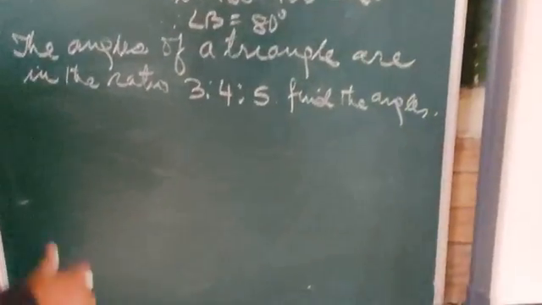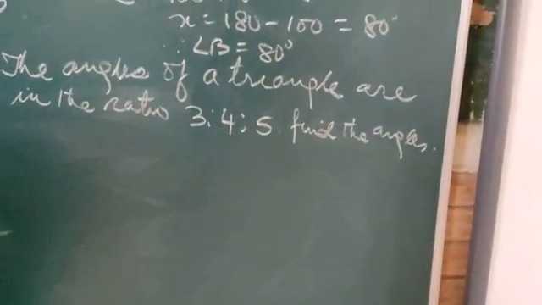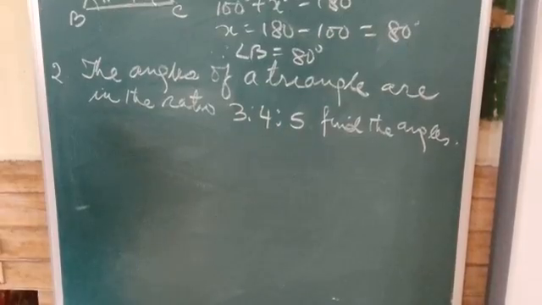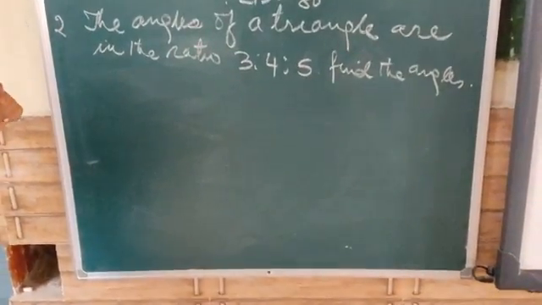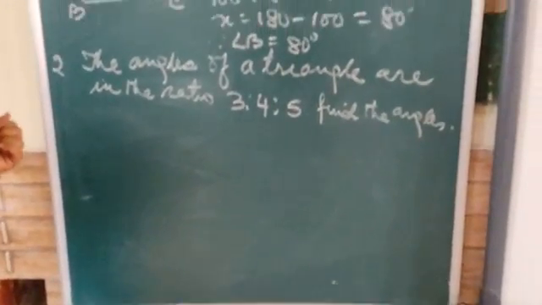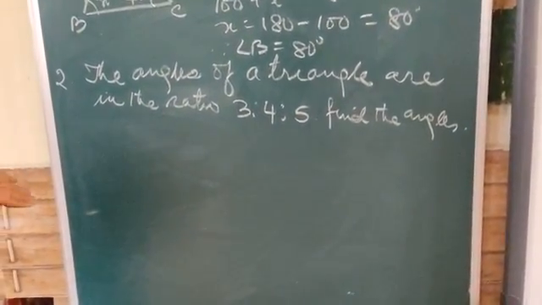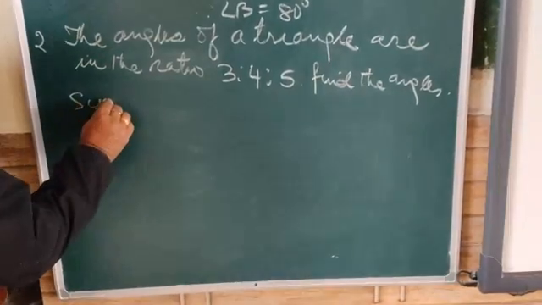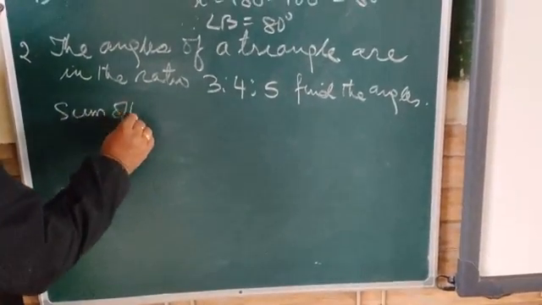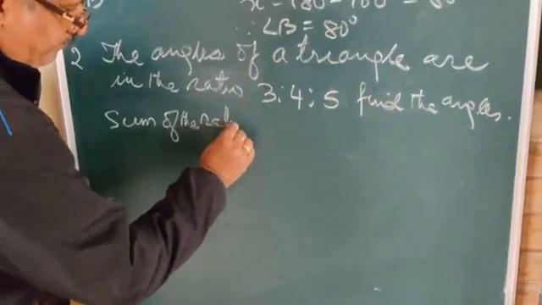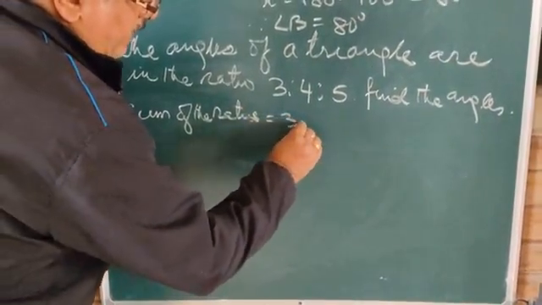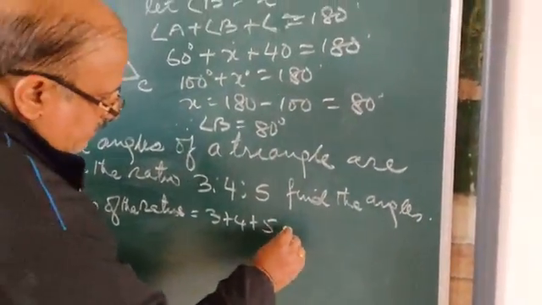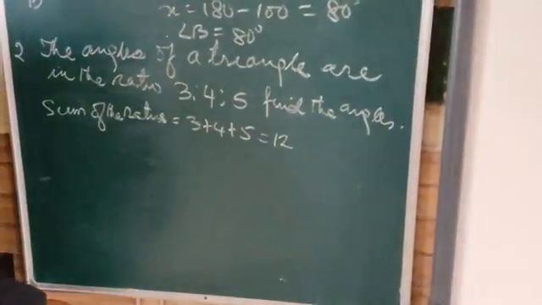Understood? Now second: the angles of a triangle are in the ratio 3:4:5. Find the angles of the triangle. So we will see here the sum of the ratios. We have already done ratios. Sum of the ratios is equal to 3 plus 4 plus 5, that is equal to 12.